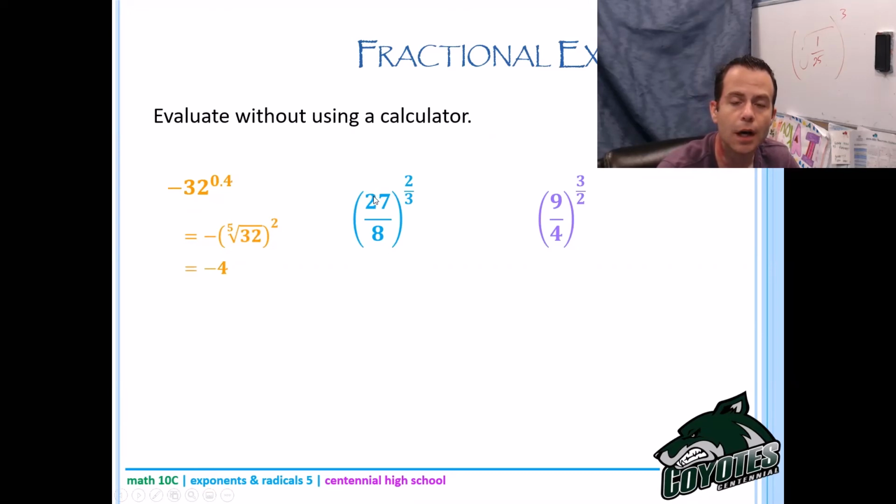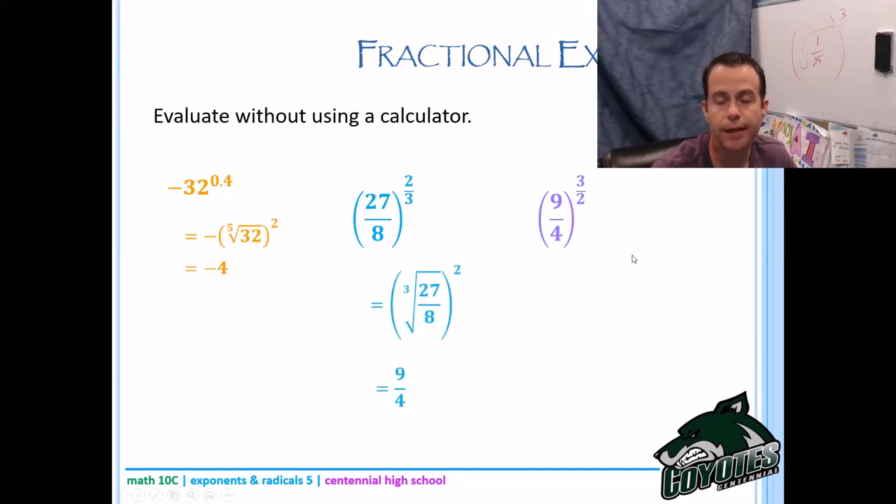Okay, 27 over 8 to the 2 over 3. I'm looking at the cubed root of 27 over 8. So the cube root of 27 is 3, and the cube root of 8 is 2. So I'm looking at 3 over 2, and then that's all squared because of the numerator in my fractional exponent. The numerator is just an overall exponent on the fraction. So I'm looking at 3 over 2 squared, which would be 9 over 4 as my final answer.